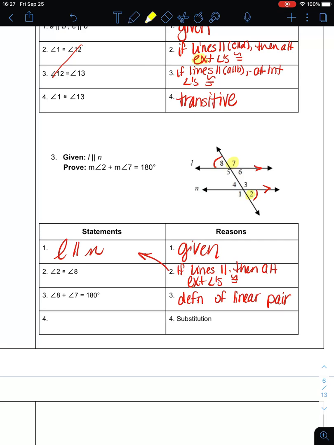Okay, now from there, if you look, I can take this 8 and this 8, and I can replace it with this 2. They gave you a hint that it's going to be substitution. So I'm going to replace that 8 with a 2, and now I can say that the measure of angle 2 plus the measure of angle 7 is equal to 180 degrees.